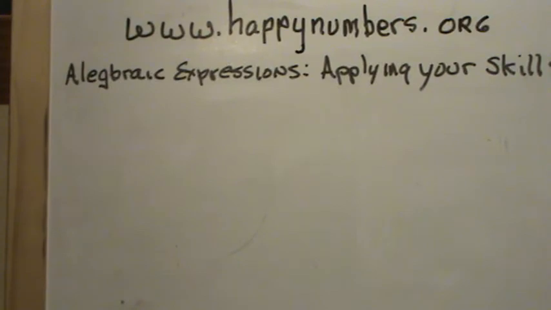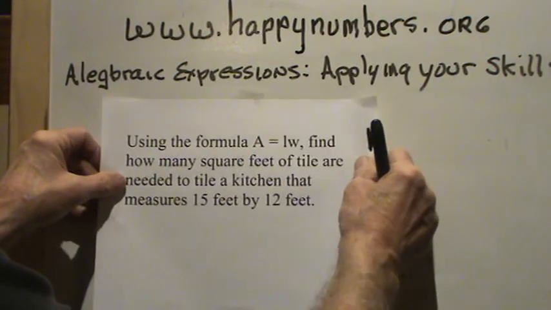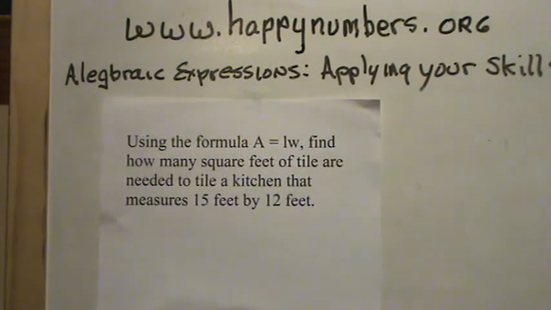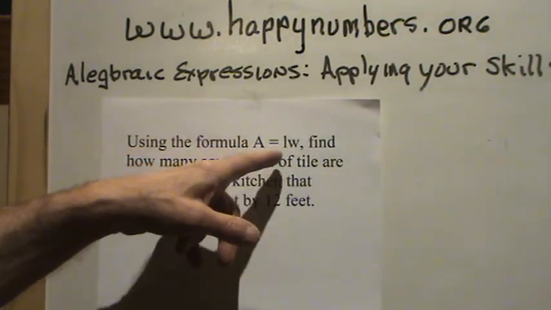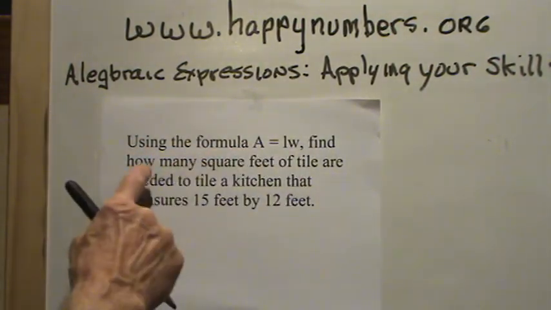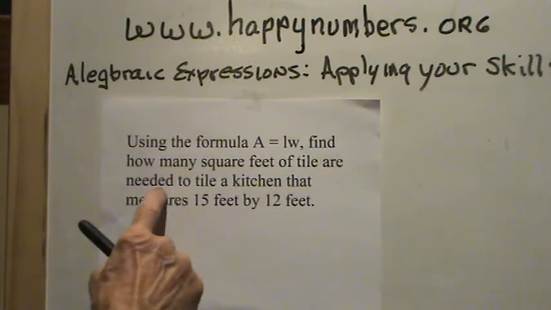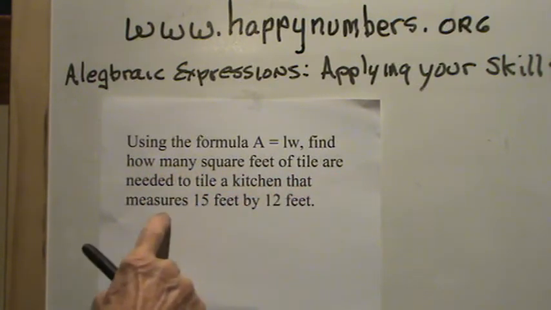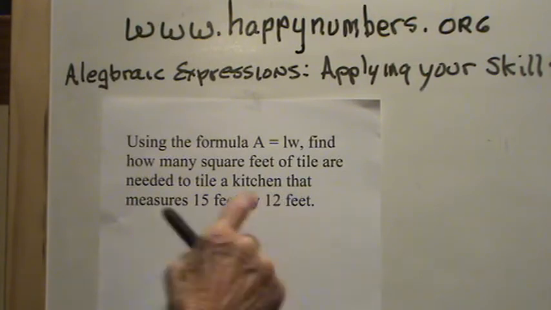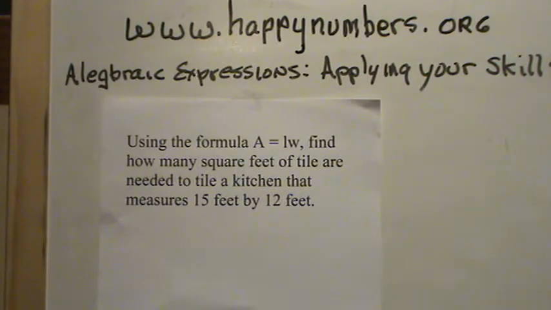Let's do our final problem. Using the formula area equals length times width, find how many square feet of tile are needed to tile a kitchen that measures 15 feet by 12 feet. All right, put your video on pause, solve the problem, and turn it back on again.